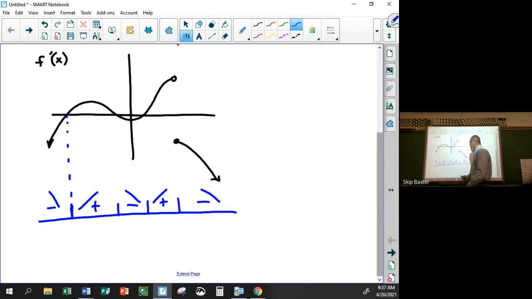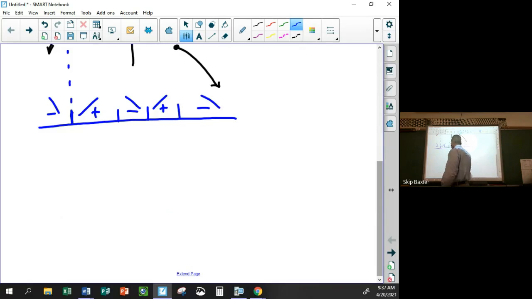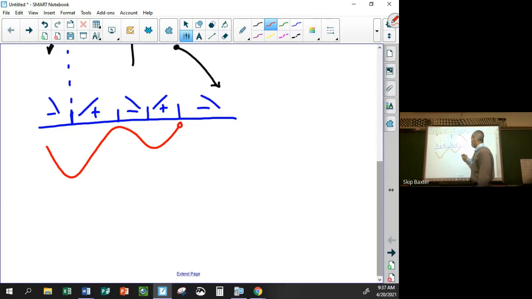Okay, so what does this graph look like? It's decreasing, and then it's increasing, and then it's decreasing, and then it's increasing, and then there's a break in it.